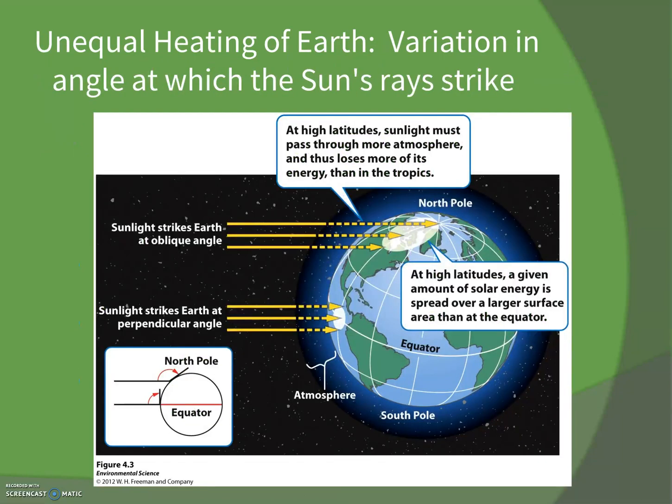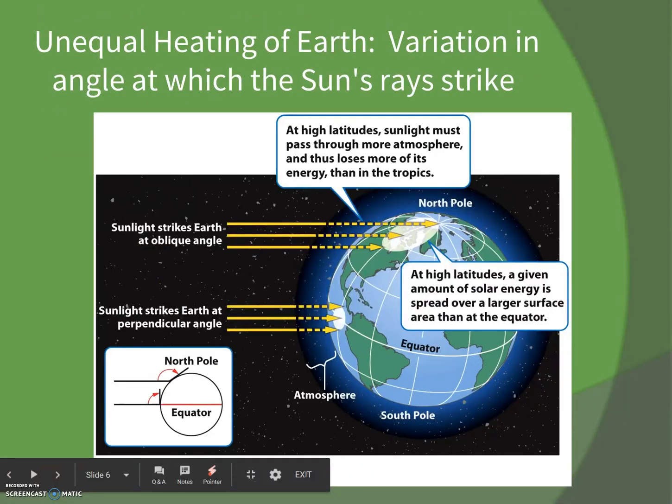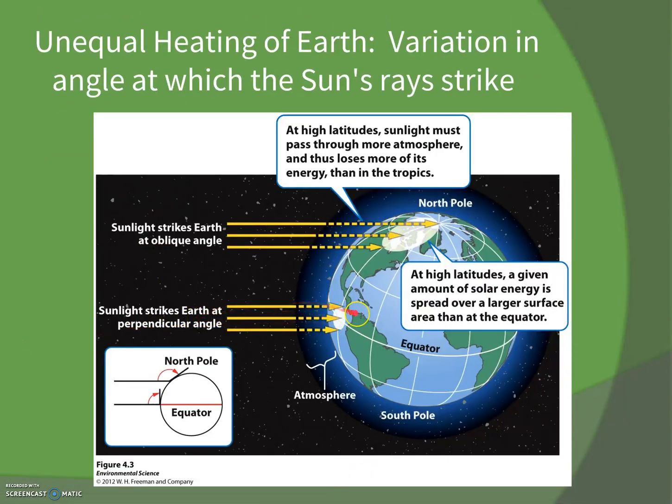If we look at this diagram, we can see that the sunlight strikes the Earth here, and it's very perpendicular. So this solar energy is very direct at the equator. Here we have much more of an oblique angle, and the light has to pass through more of the atmosphere, so it loses a lot more of its energy than it does at the tropics. This is a big contributor to why we have unequal heating, just due to the shape of the Earth.